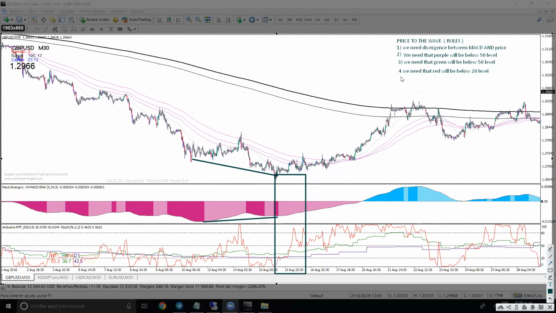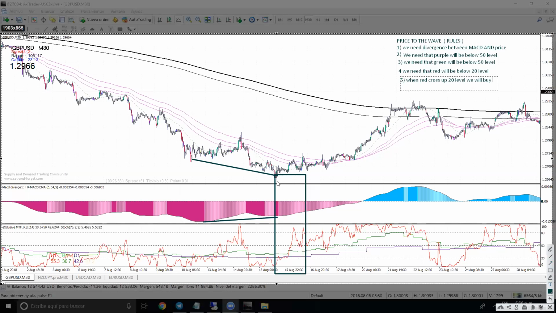So let's write the buy rule. When red crosses above the 20 level, we will buy, to go to the wave, okay? At this point, we have green, purple, and red. When red crosses the level, we put a buy.